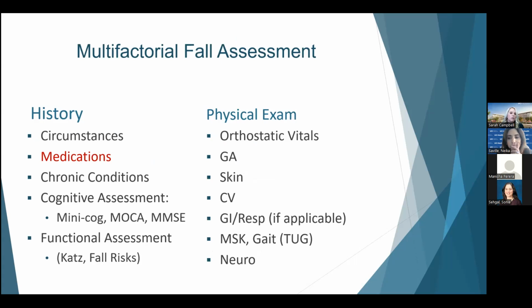The physical exam would include obviously orthostatic vitals, a general appearance, a skin assessment to see if there's evidence of any other injuries or other accidents, a cardiovascular assessment, possibly a GI or respiratory if they've got some anemia or a chronic condition that might be causing shortness of breath or desaturation, a musculoskeletal with gait and a timed up and go test, we'll talk about that in a bit, and then a neurological exam. So this would be a more comprehensive assessment and is warranted if they meet those conditions that we talked about previously.